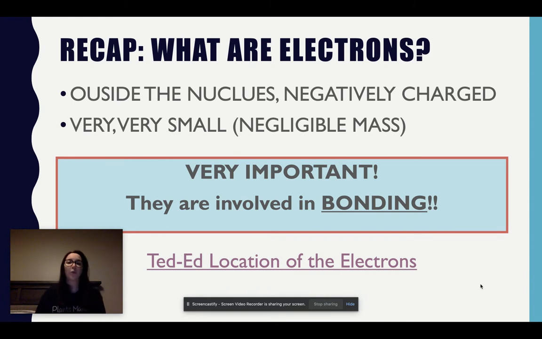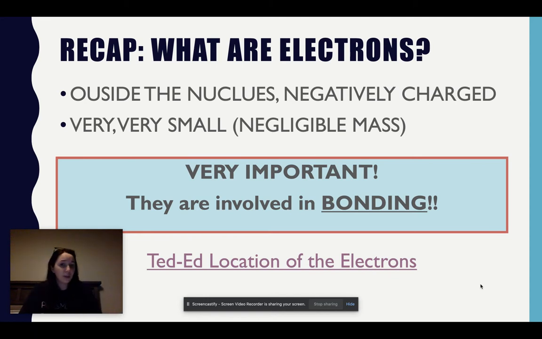So to recap, what are electrons? Electrons are outside the nucleus, they're negatively charged, and they have a very, very small mass. It's considered negligible because it's not as big, and it's not really affecting our atom's mass in any way. So we can consider our electron mass to be equal to 0 just to make it a little bit easier.